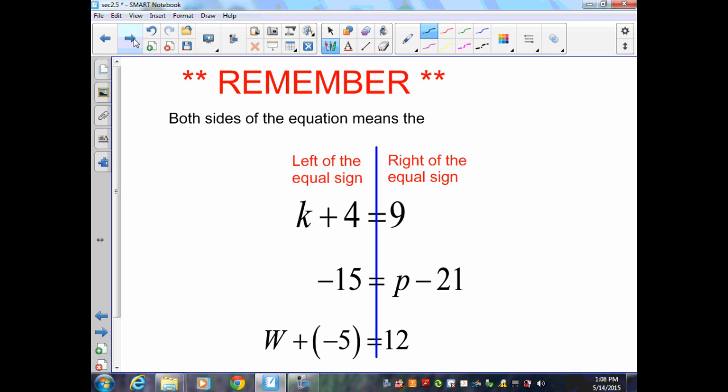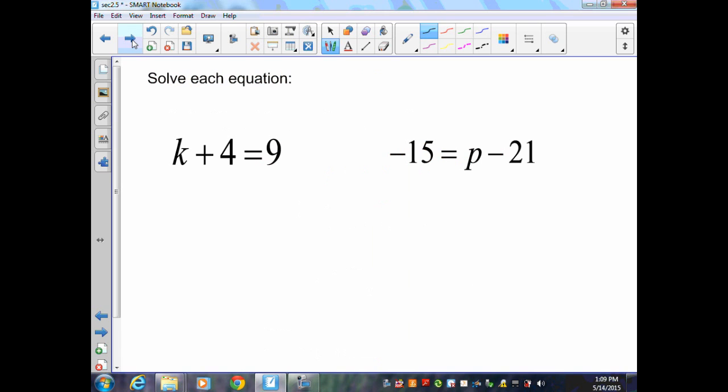Now, remember, this is important: both sides of the equation means the left side of the equal sign and the right side of the equal sign. Don't do the same thing to one side only. Do it to the left side, and then jump over the equal sign and do the same thing to the right side, whether it's addition or subtraction. Let's look at some examples.